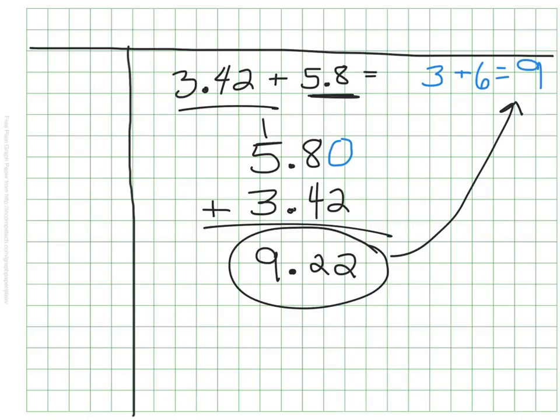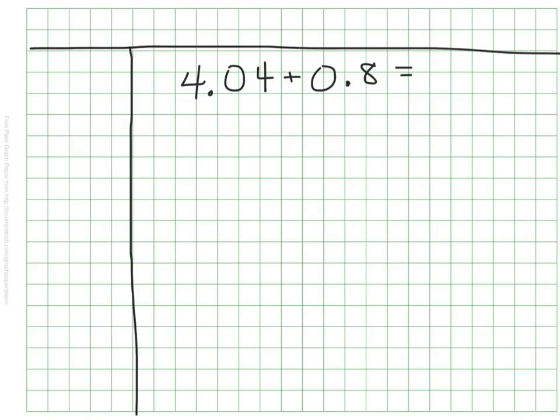I'll give you another one, right, just so we can practice, and we'll see how you do. This time, we have 4 and 4 hundredths, or maybe $4.04, and we're adding it with 8 tenths. So take a moment to estimate, and then set it up vertically, lining up your decimal, and go ahead and solve your addition.